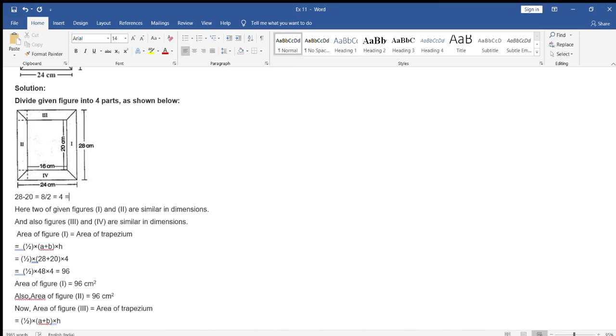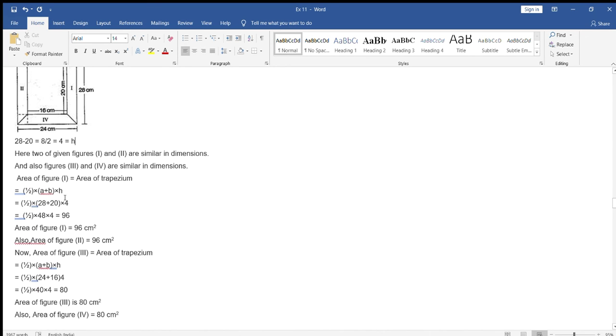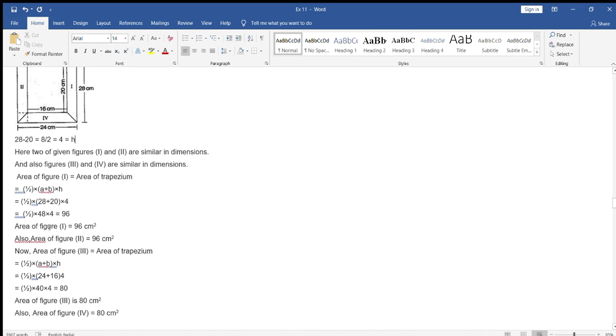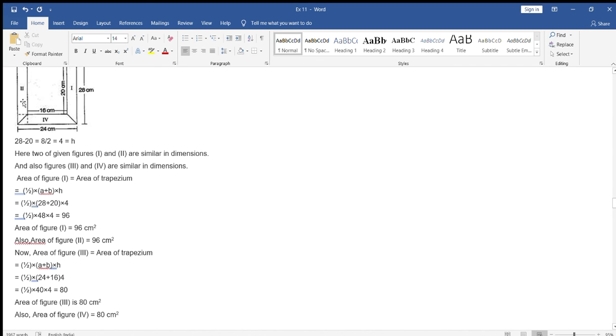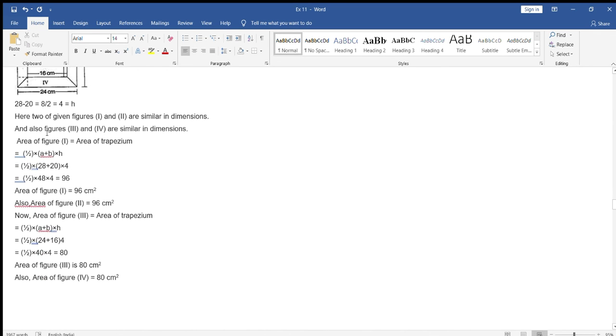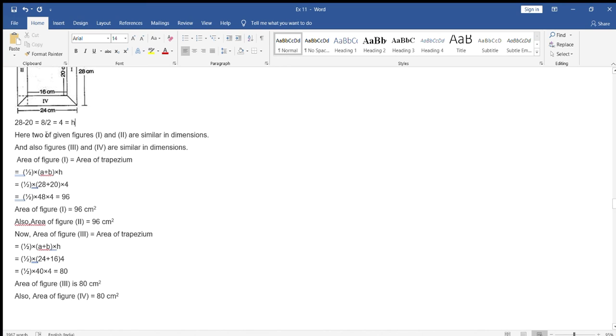This 4 is the height, and this height is the same for both, because here also, just have a look, 20 minus 16 is 8, and 8 upon 2 is h. So h is similar for these two. This type of question we have done in the previous class also, in class 7. So h we have found, that is 4. Now we use the formula half the sum of parallel sides into h. So 1 is similar to the second and the third is similar to the 4th. This is all regarding exercise 11.2 of class 8.